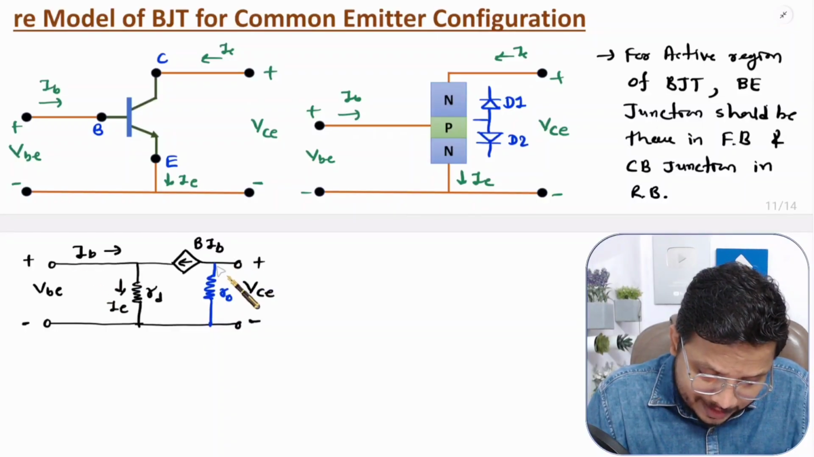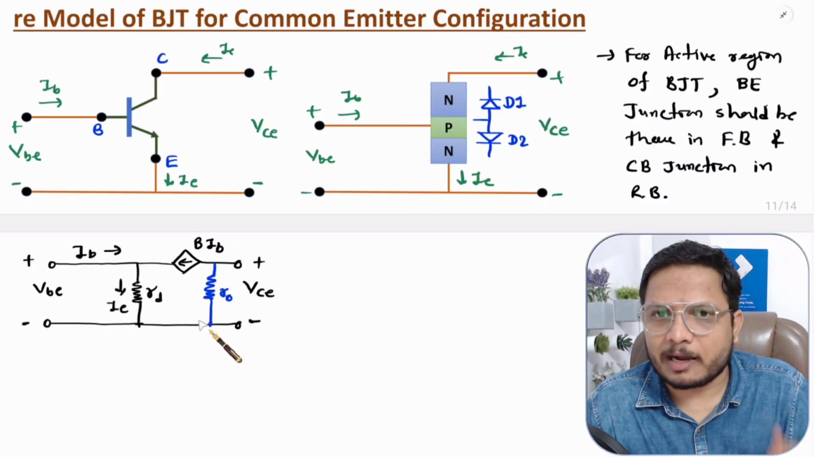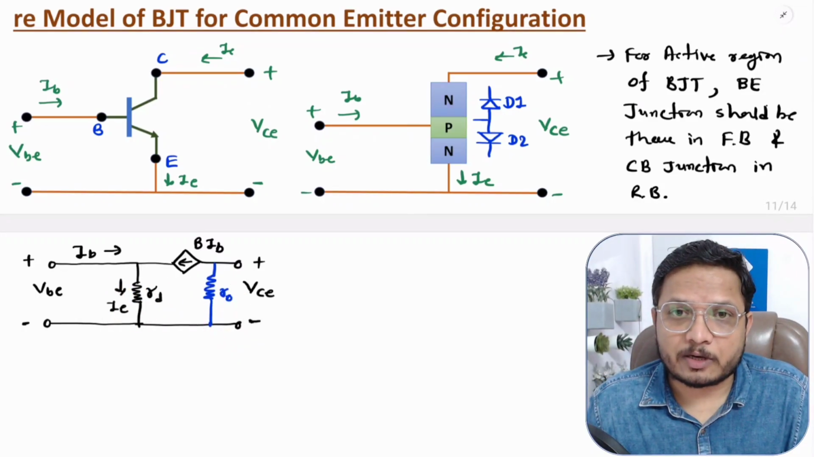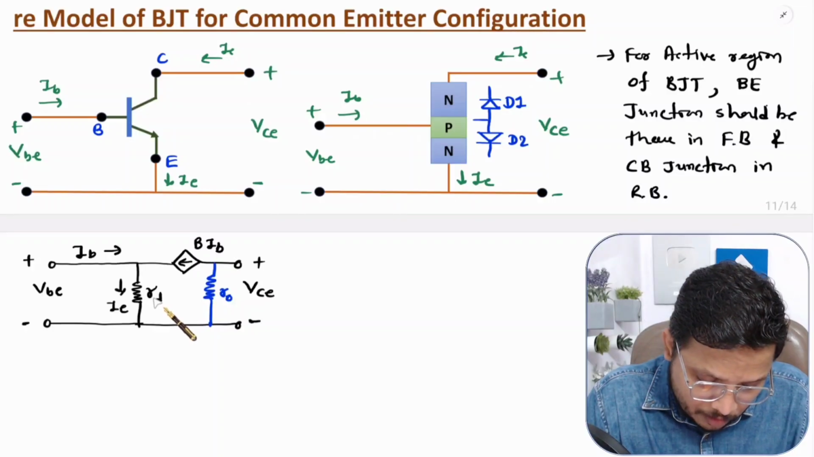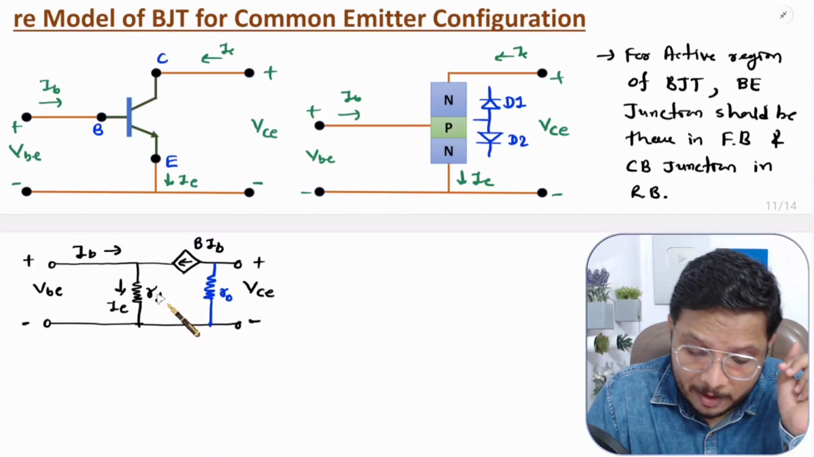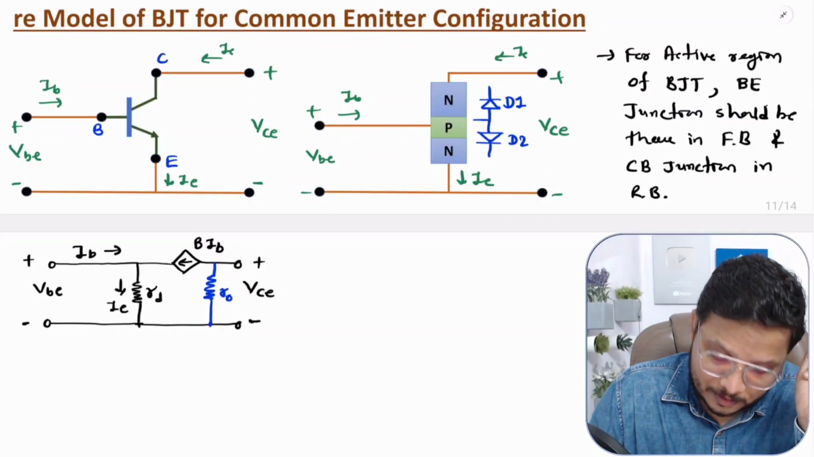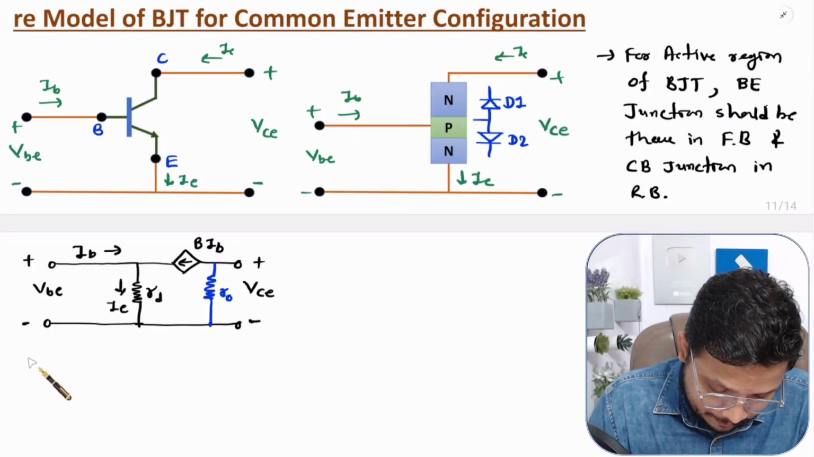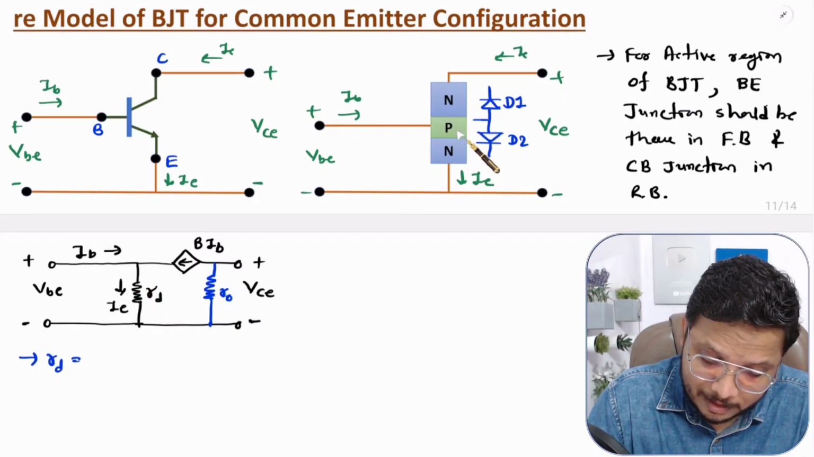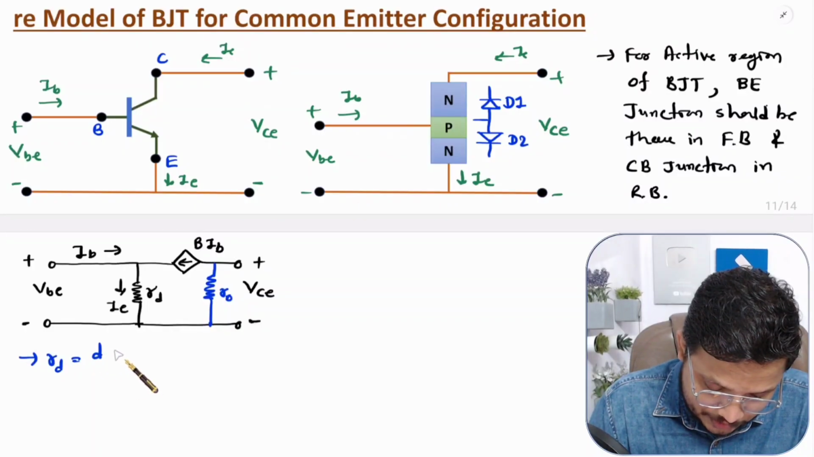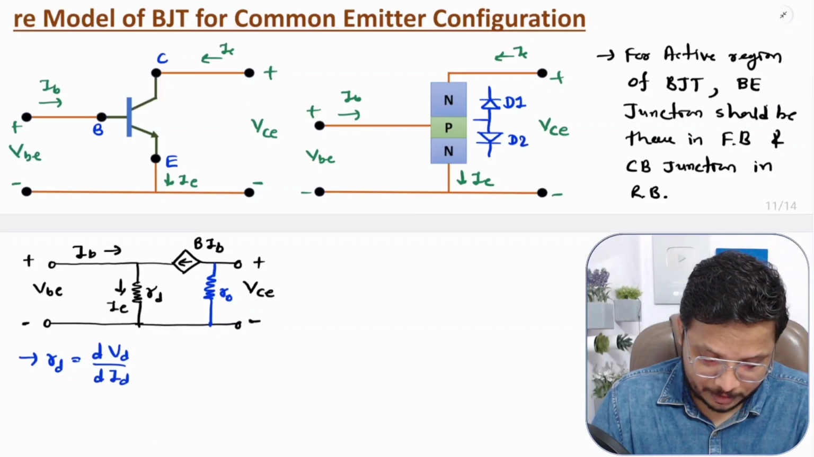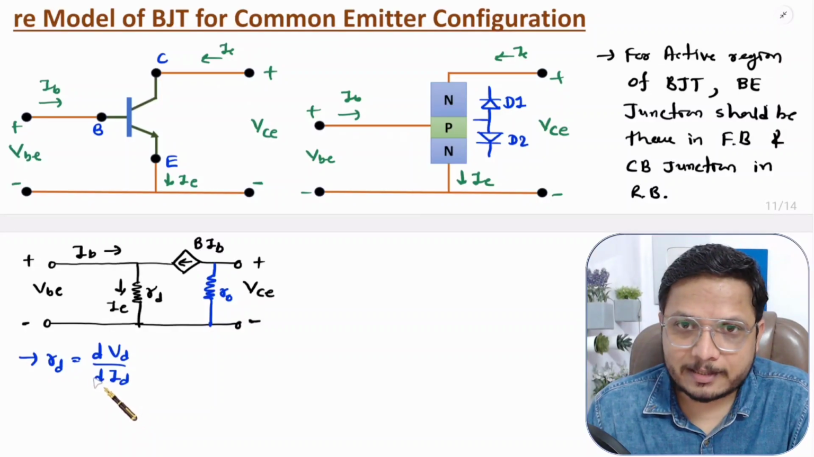This is the equivalent circuit, but still this circuit is not 100% complete, so I need to simplify it. First of all, I'll explain the value of this RD. RD is the forward bias resistance of diode D2, right? So what is that forward bias resistance? RD is the differentiation of voltage VD with respect to current ID, right? That is the forward bias resistance.